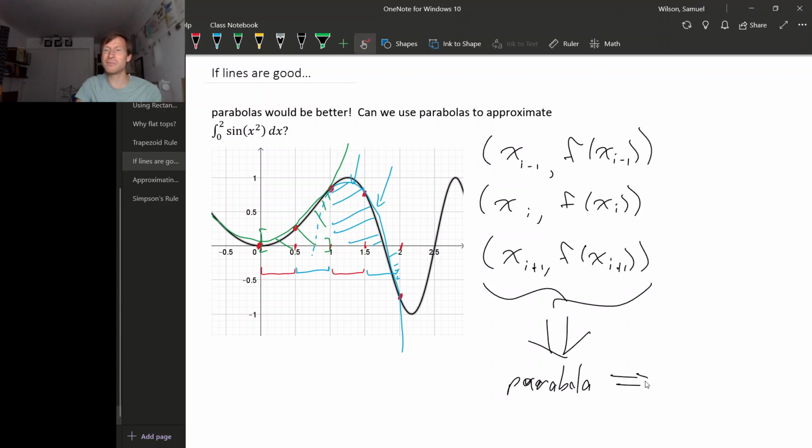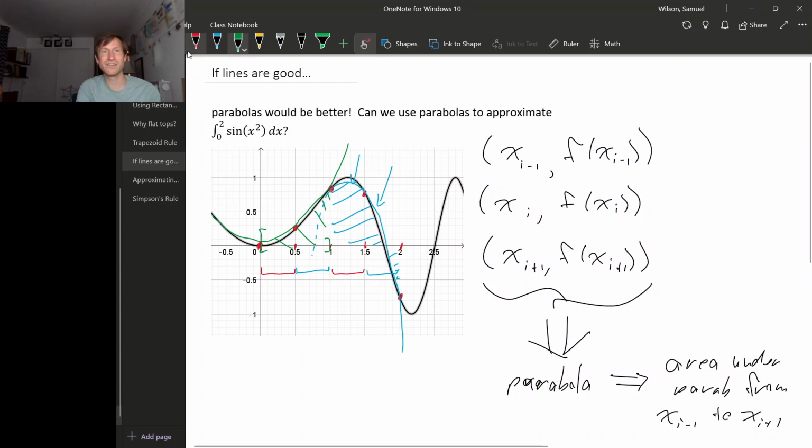And once we have that parabola, we need to find the area under the parabola from x sub i minus 1 to x sub i plus 1, right? Because once we have one of these parabolas, we only care about the area under it on the interval that we used to find that parabola. So this is actually a lot of algebra to go through. So I'm going to just jump to the final result and put the messy calculation in a different video.